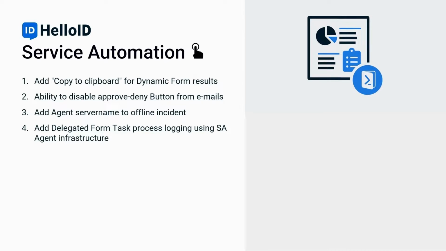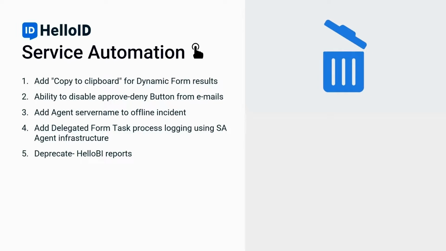In this release, we will also enable the service automation agent to be used for new delegated form tasks. This feature has been behind the feature flag for a while, but will now be released for everyone. Please note that existing delegated form tasks do still work and will use the directory agent just like they always have. In this release, we will also deprecate the HelloBI reports. You can use the default reports or create your own custom reports within Elastic Reporting for reporting purposes.